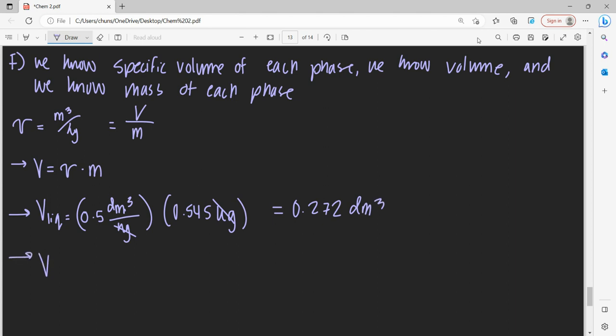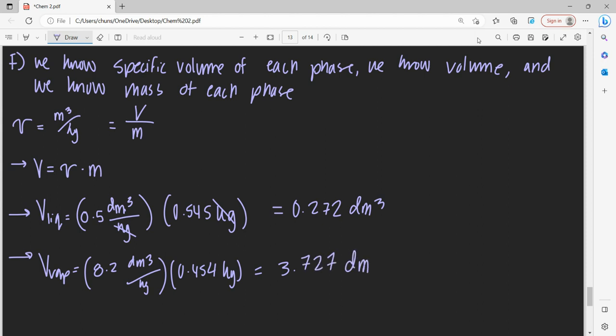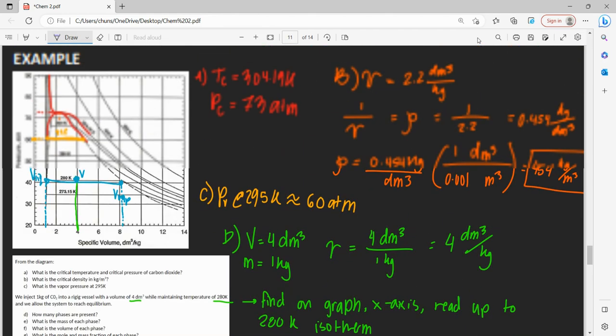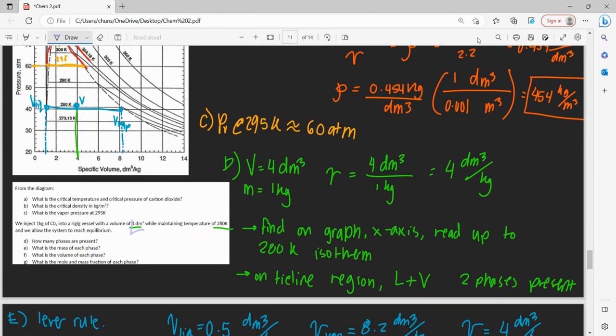If we did the same thing for our vapor, it's 8.2 per kilogram. We know that's 0.454 kilograms. That's equal to 3.727 dm cubed. And these should add together to give our total volume, which is 4 decameters cubed, which was given at the start of our question right here.